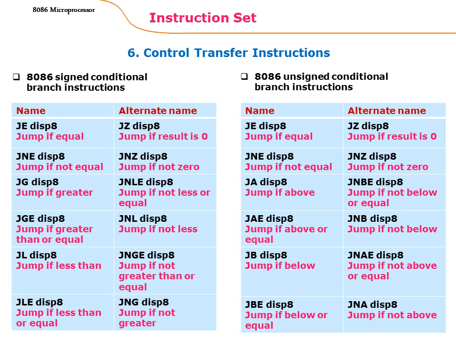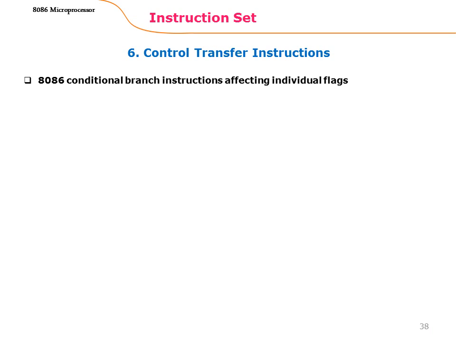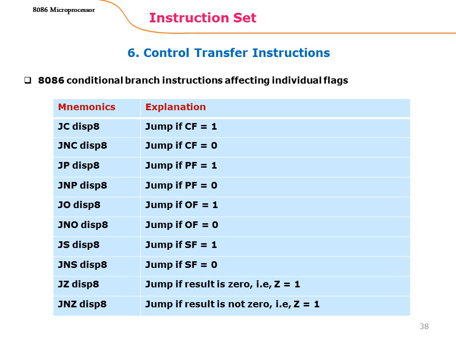Jump if equal, jump if not equal. These are also unsigned conditional instructions. 8086 conditional branch instructions affecting individual flags: JC, jump if carry, affects the carry flag. JNC, jump if no carry; the jump will occur when CF is equal to 0.